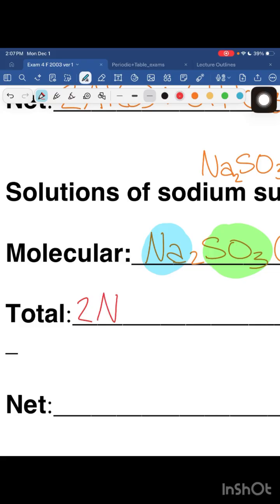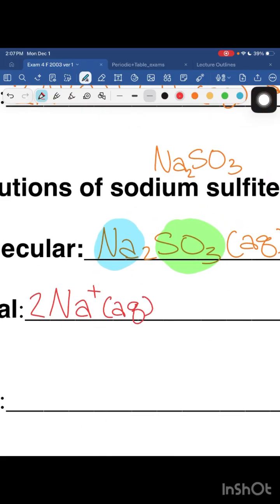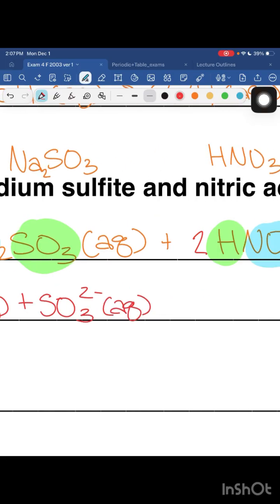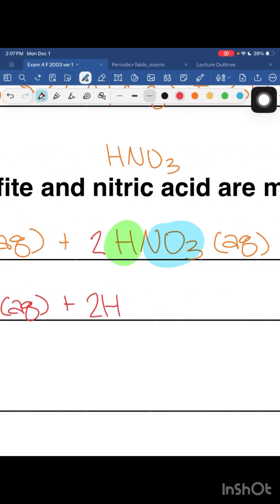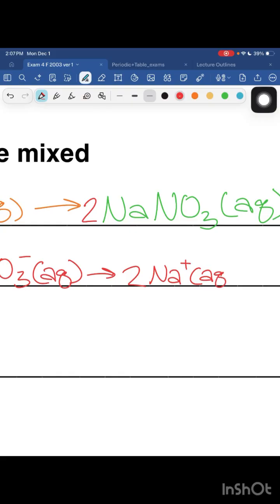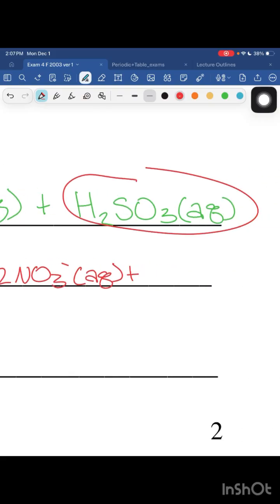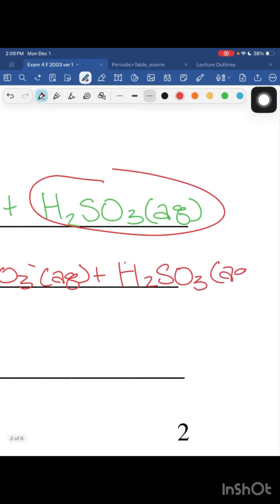So we have 2 Na plus sulfite, and that is aqueous because it says so. 2H plus aqueous because the whole thing's aqueous. 2 nitrates, aqueous because the whole thing's aqueous. And then we got 2 sodiums that are aqueous, 2 nitrates that are aqueous. Got 2 H. I circled it. So we have H2SO3 aqueous, and that's going to stay as it is.